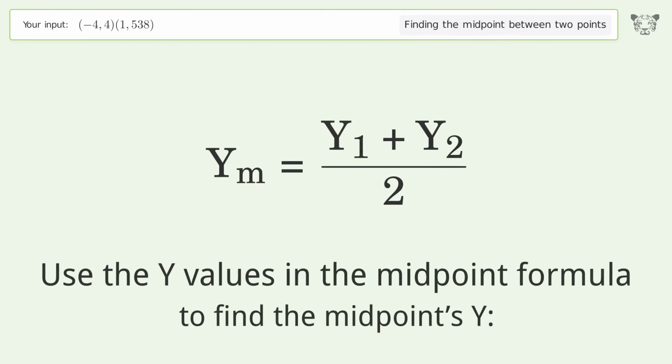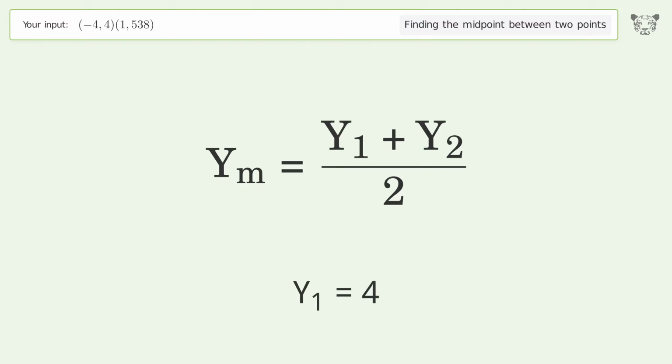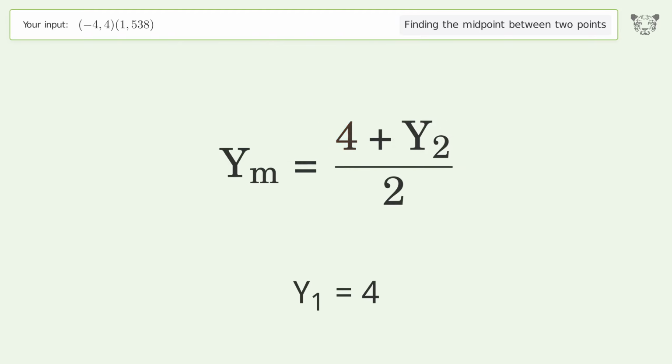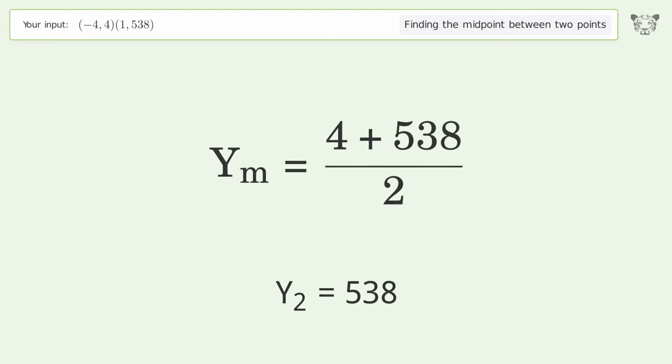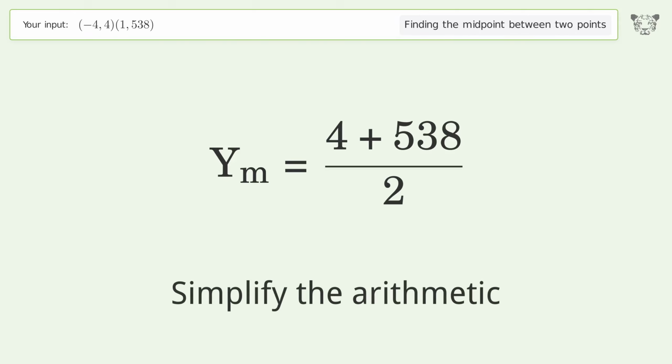Use the y values in the midpoint formula to find the midpoint's y. y1 equals 4. y2 equals 538. Simplify the arithmetic.